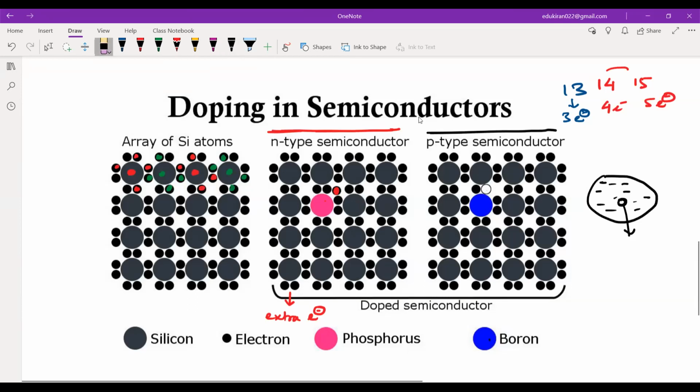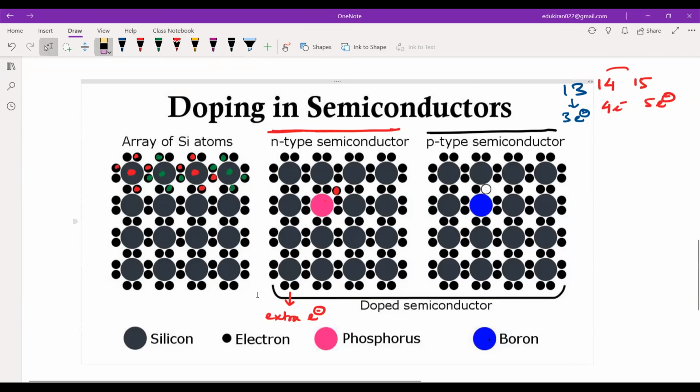Is that clear? Yes or no? Please tell me. Is this clear? Why is it known as p-type semiconductors? Yes or no? Yes, sir. Everyone. Okay.